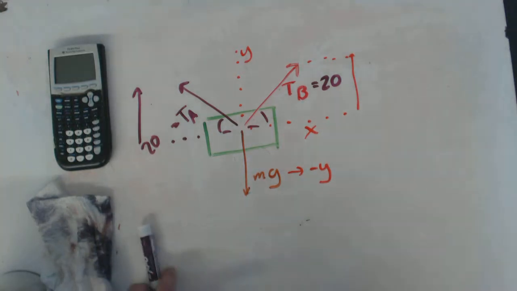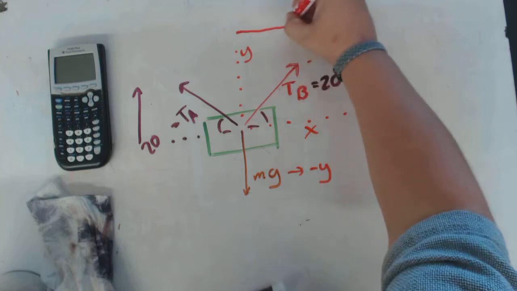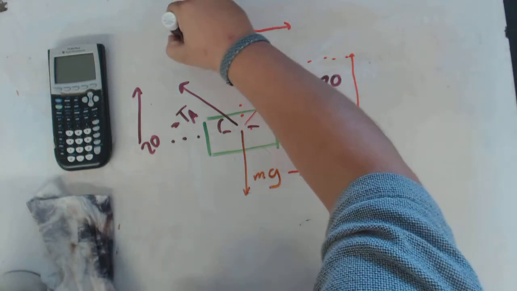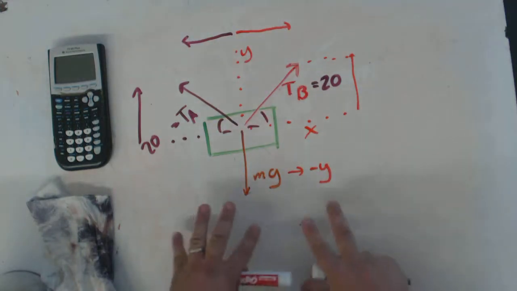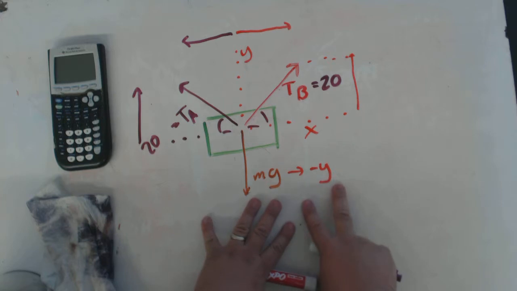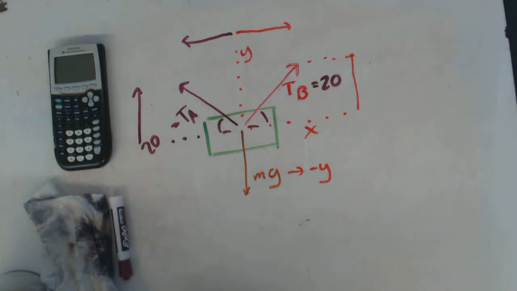Now, looking at the x-axis, I'm not really all that concerned about, but for completeness, I do have a component of that tension in this direction, and I do have a component of tension in this direction. But because my only thing I'm looking for is the weight of the picture, I'm not concerning myself with those two vectors. Now, there are situations in which I would, but this is just not one of them.